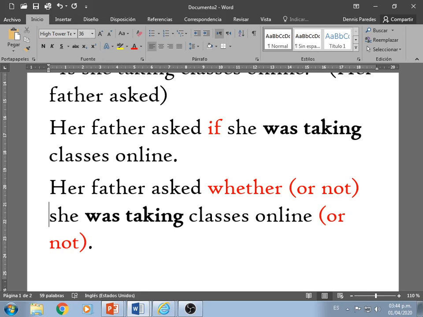But in the case of if, you only have if and that's it. Maybe you can say if she was taking classes online or not, but you could use that or not to talk about two different options only when you use whether.